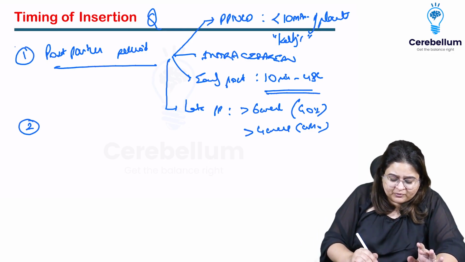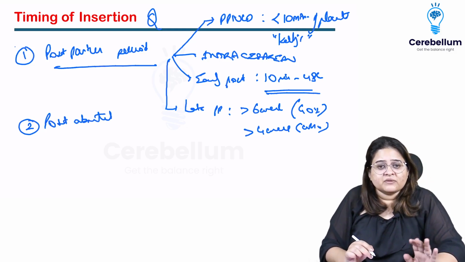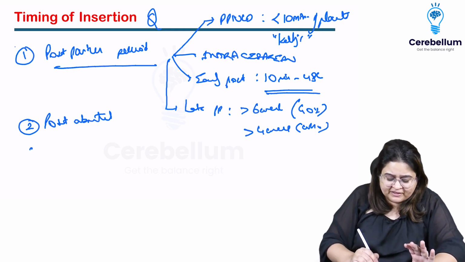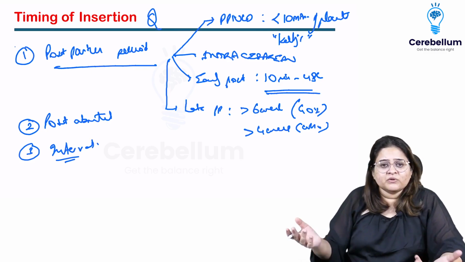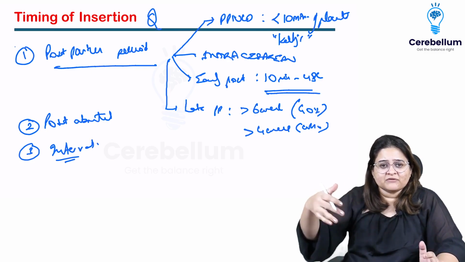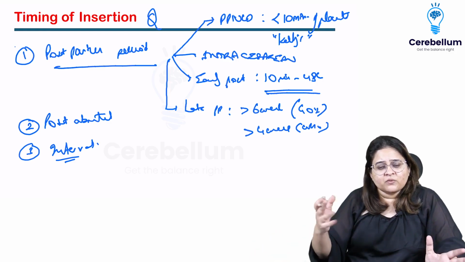The second time you can put in an intrauterine device is in the post-abortal period. Following a first or a second trimester abortion, you can put in an intrauterine device. The third time is interval. Interval means whenever a woman walks into your OPD, irrespective of pregnancy or abortion, on a regular day and says, I want a copper T to be inserted.